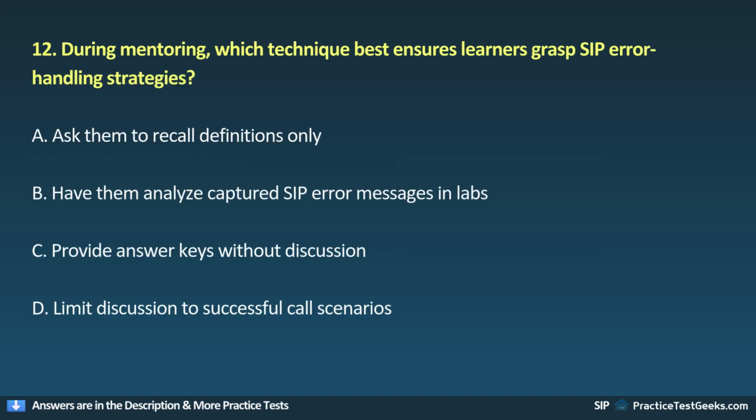12. During mentoring, which technique best ensures learners grasp SIP error handling strategies? A. Ask them to recall definitions only. B. Have them analyze captured SIP error messages in labs. C. Provide answer keys without discussion. D. Limit discussion to successful call scenarios.